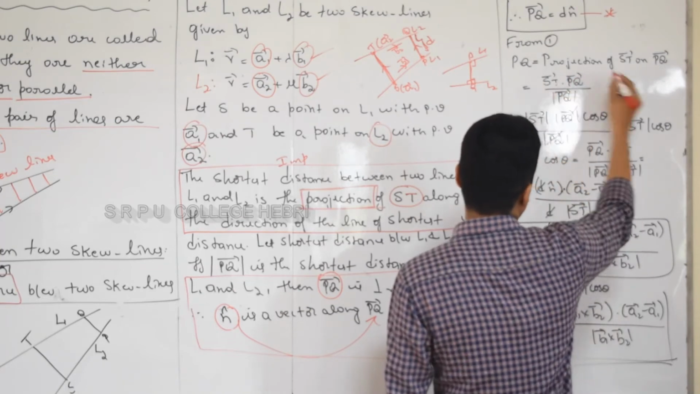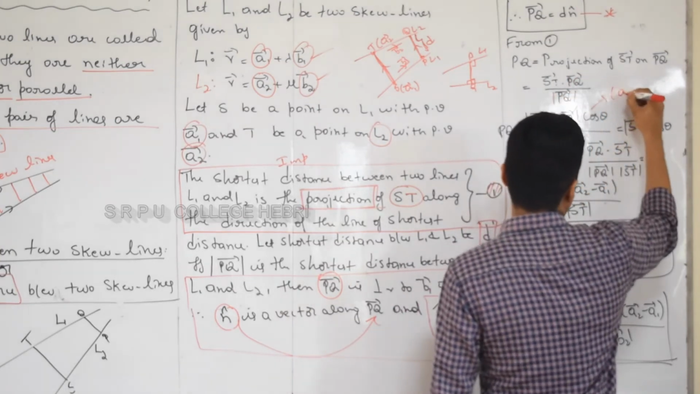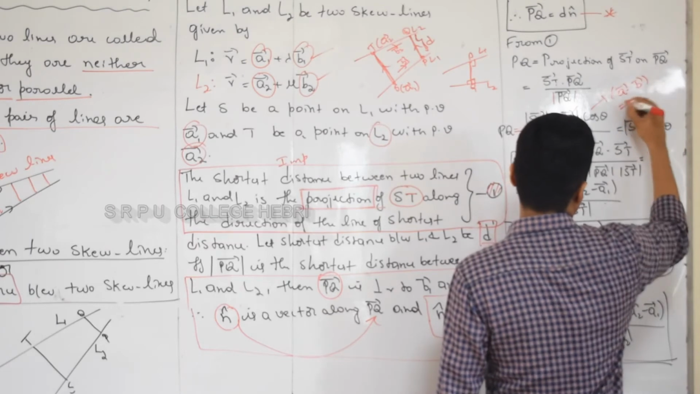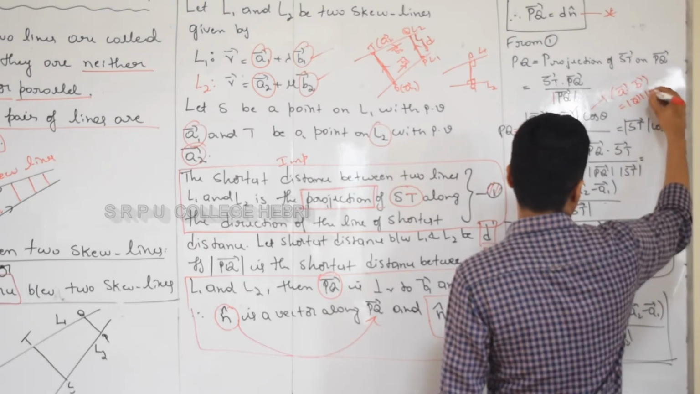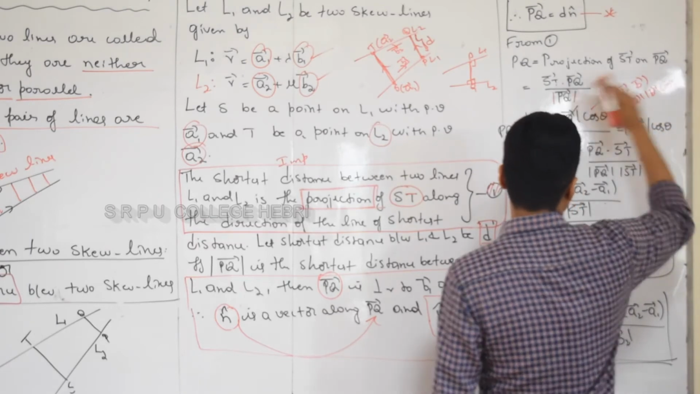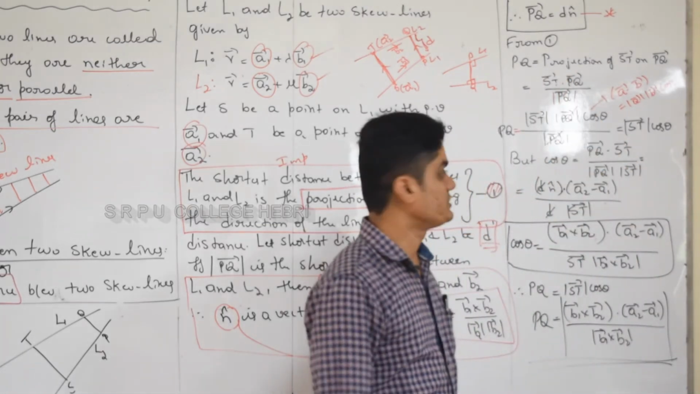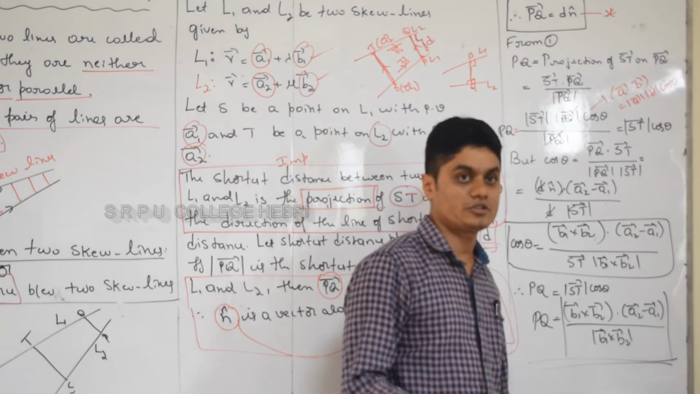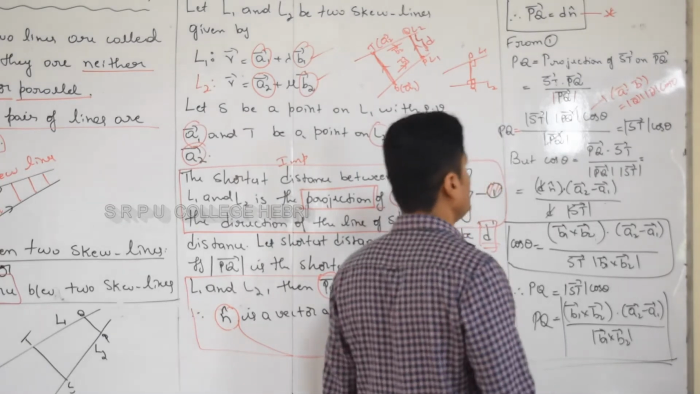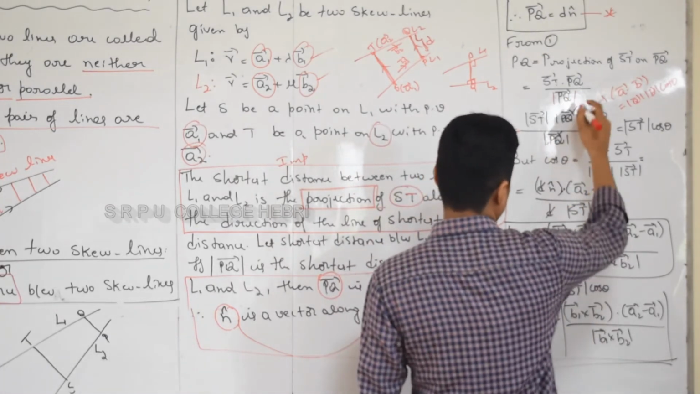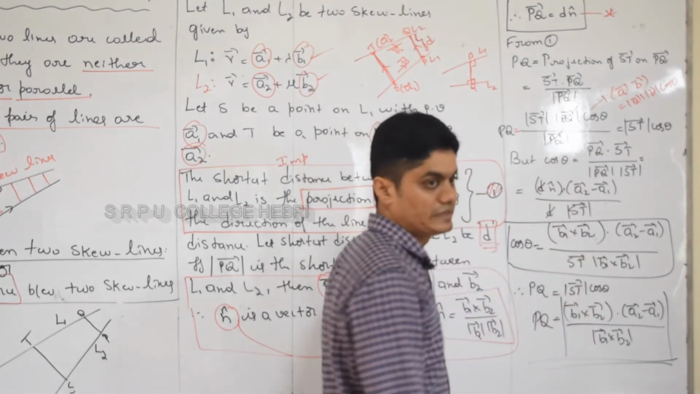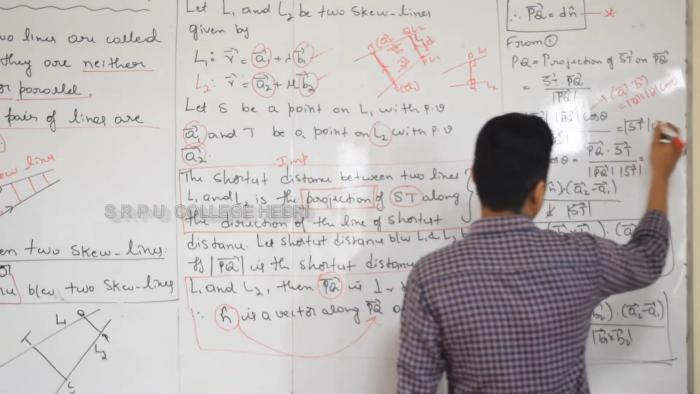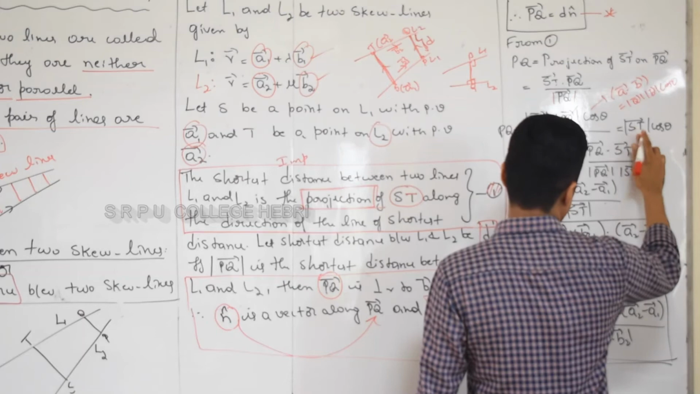Here we have to use the a dot b formula. What is the a dot b formula? Magnitude of vector a, magnitude of vector b into cos theta. So vector ST dot vector PQ is nothing but magnitude of vector ST into magnitude of vector PQ into cos theta, where theta is the angle between them, divided by magnitude of vector PQ. So the magnitude of vector PQ will be cancelled. So remaining is the magnitude of ST into cos theta.